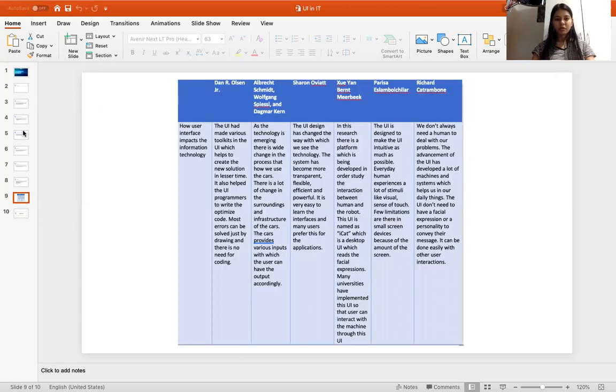In this slide, I have the synthesis matrix of UI, which I had already submitted in my assignment. In this part, I have chosen how user interface impacts information technology, and I have the various researchers and their research techniques, what they have researched about.